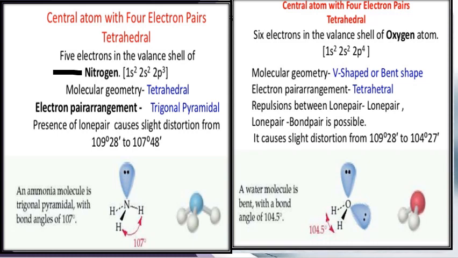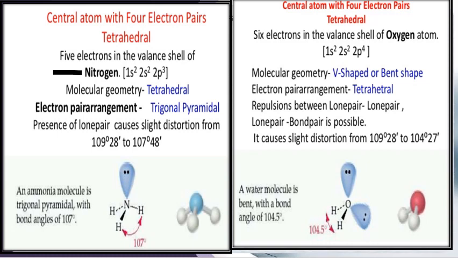Lone pair influences the geometry, but it is not part of the geometry, right? Geometry is determined by the bond pairs only, right? So the geometry here is trigonal pyramidal geometry. It holds an angle of 107.5, which is less than the regular tetrahedral angle, that is 109.5.